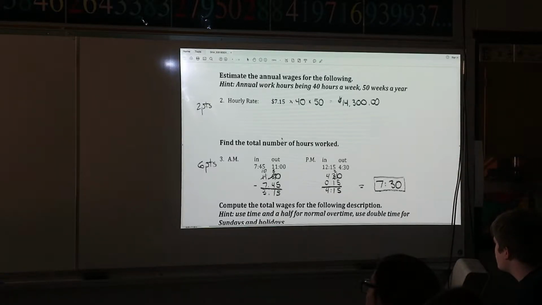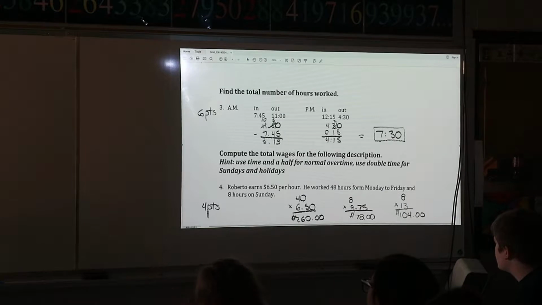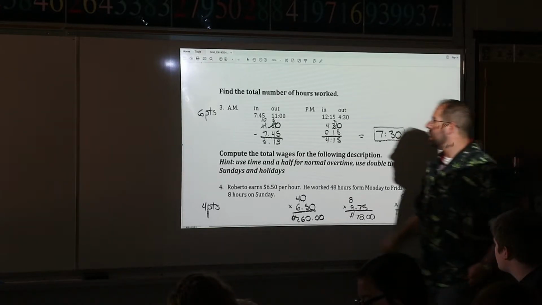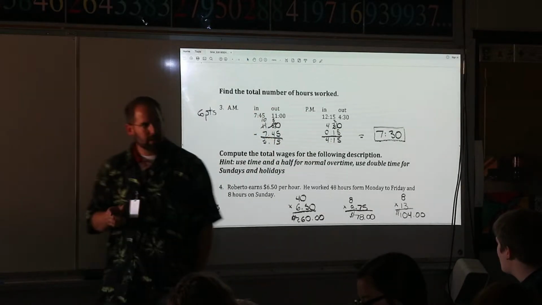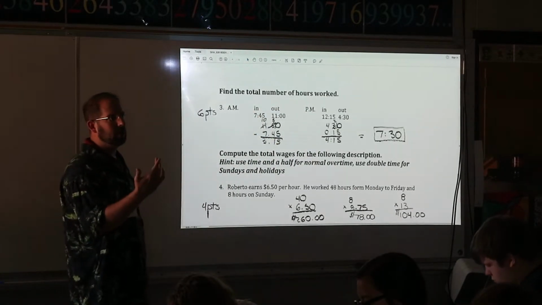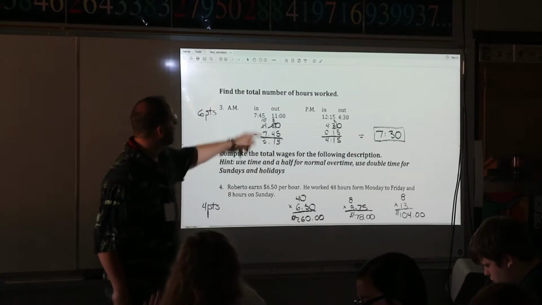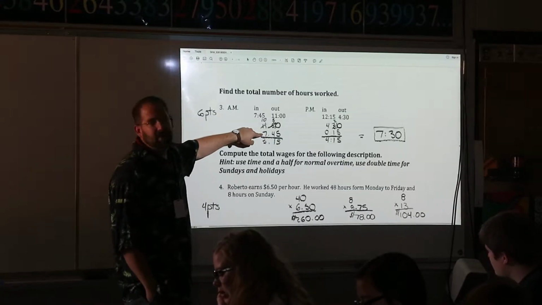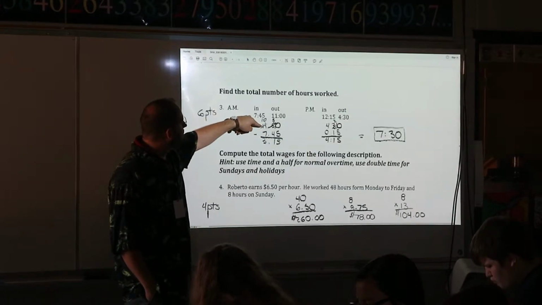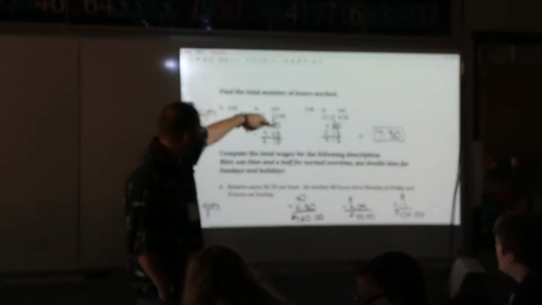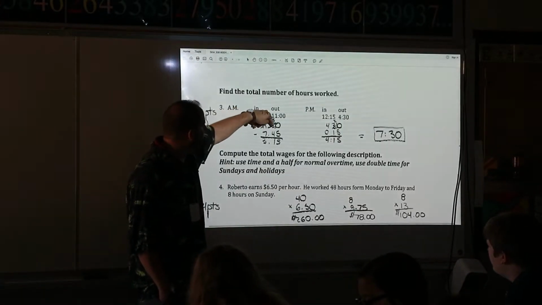Okay? Number 3, this one that a lot of people messed up on. It was the borrowing thing. Because when you're in the morning, you always put the time that's closer to noon on top. That's what I always warn you of. So the 11 goes on the top, 7:45 on the bottom. You have to borrow from the 11, making that a 10, and then you bring over a 6 to the next column, so it's 1060.